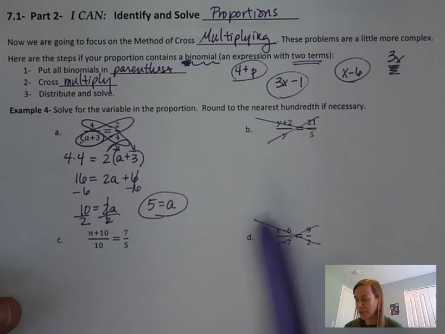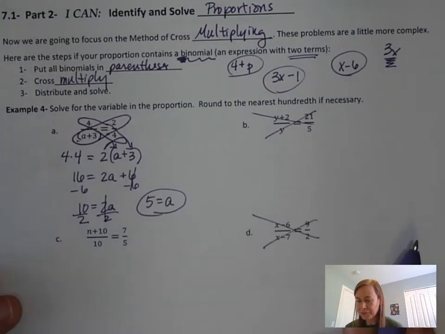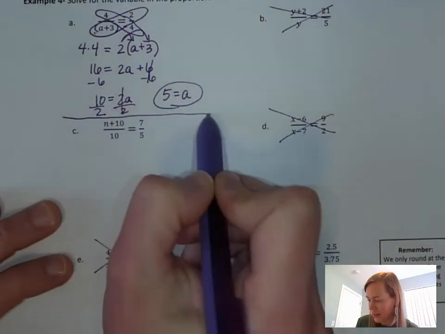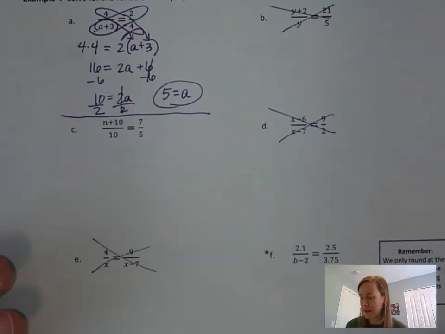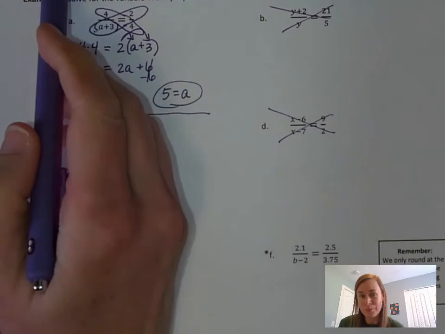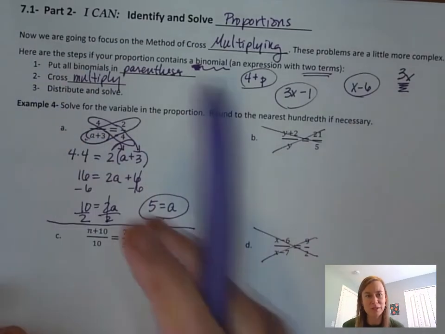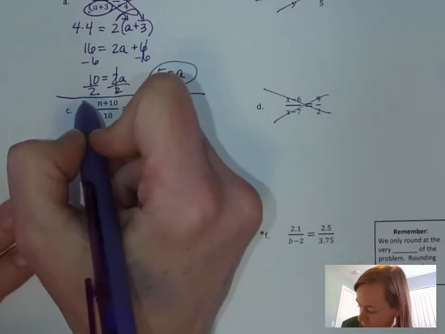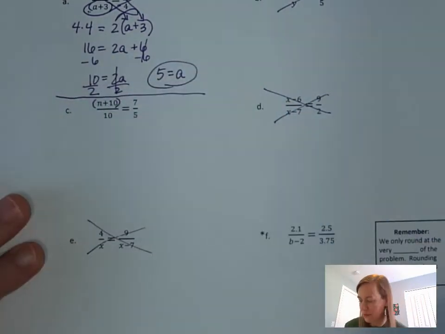Let's do another example. We're going to skip example B. Let's go to example C. It's looking a little messy here. I'm just going to divide that there. Okay. So step 1, put binomials in parentheses. Looking for binomials here, it looks like we've got one right there. Okay, we've got our parentheses.